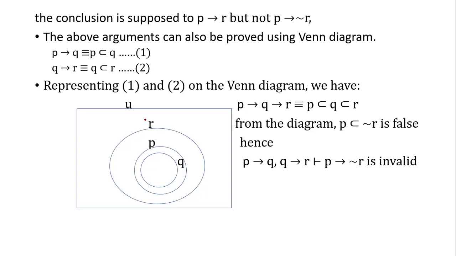But when you go to the conclusion part, Kofi is not promoted. It means P is not a subset of R, or P is a subset of not R. So not R is outside the R circle, and P can be somewhere outside the R. Hence, it is not valid. If Kofi is not promoted, it means Kofi is outside the R circle. Therefore, the deduction is not valid.